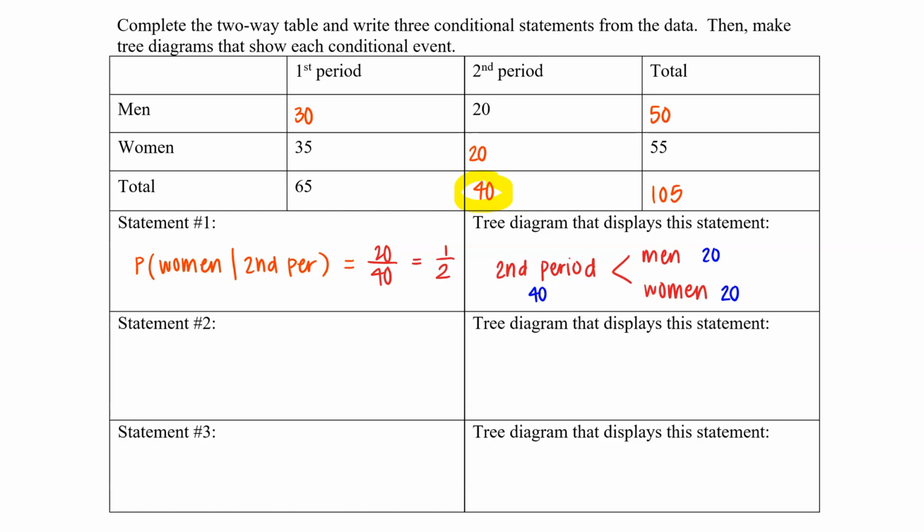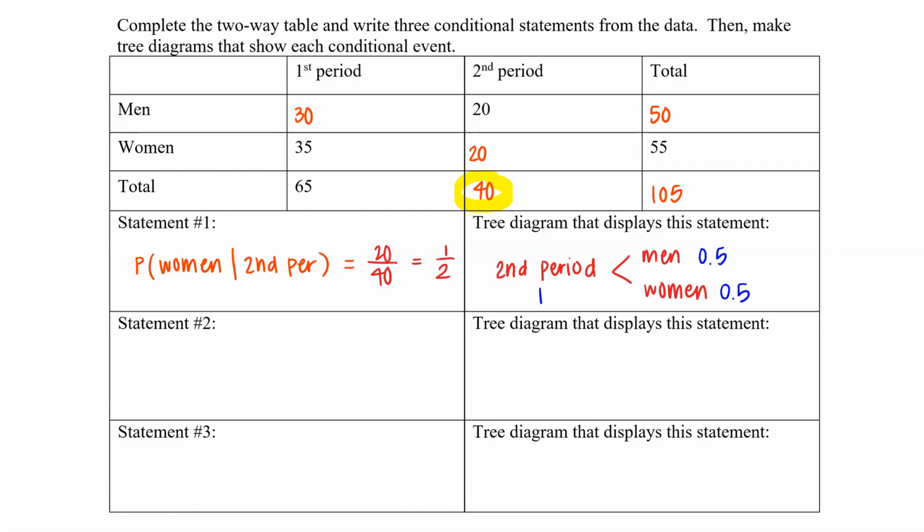Another way that you are able to write tree diagrams is writing in terms of a proportion. As a proportion, second period would be 1 because this represents 100% of the students in second period. Of the total, 20 out of 40, or 0.5, would be how many men are in second period. 20 out of 40, or 0.5, would represent the number of women in second period.